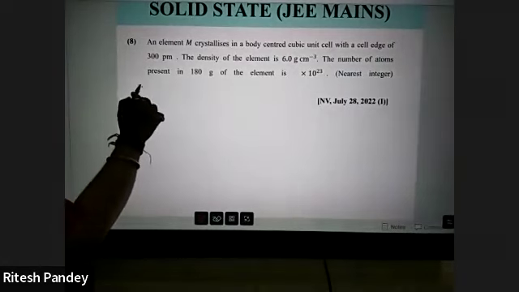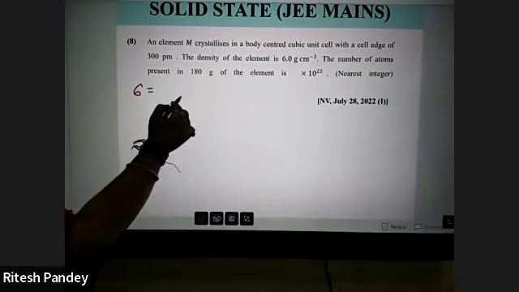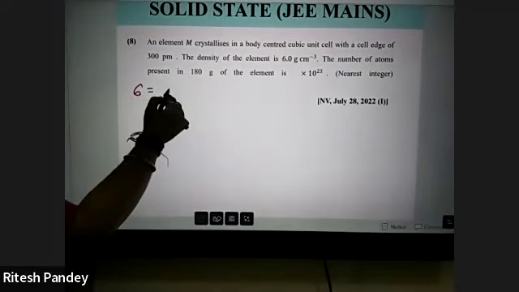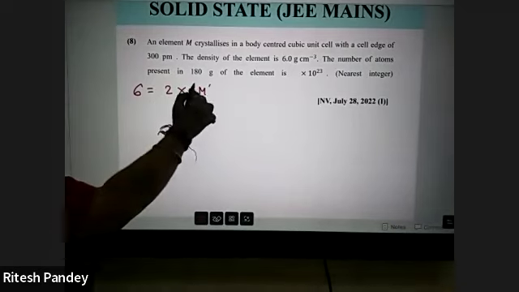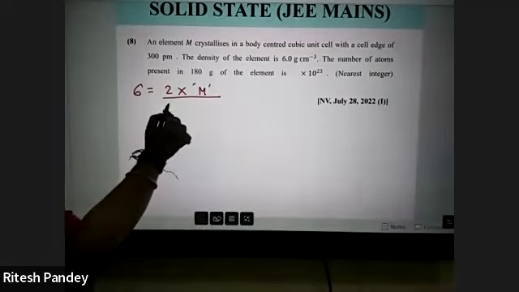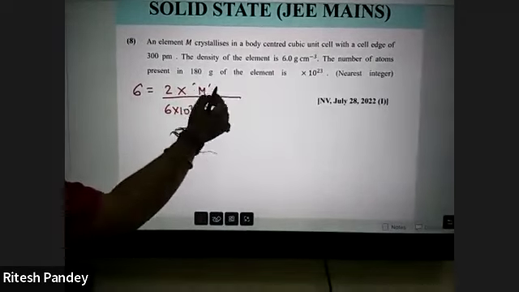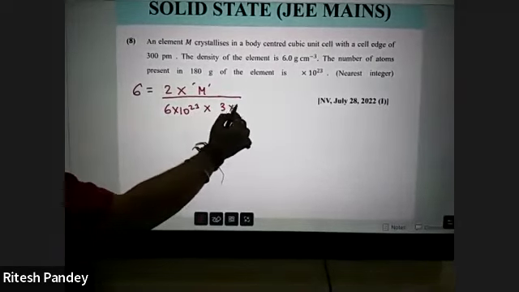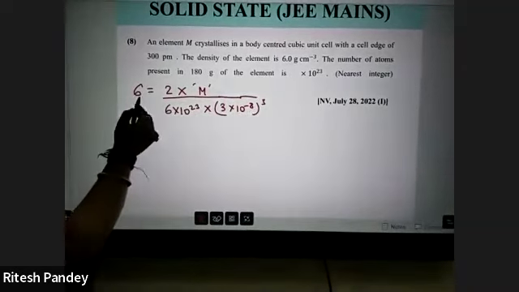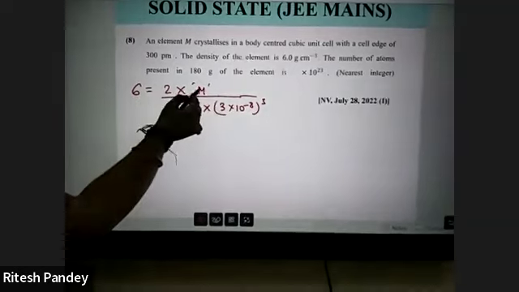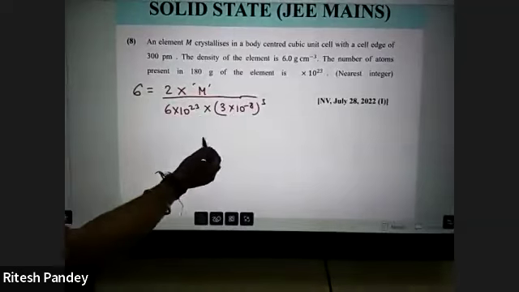The density being 6, I'll write it as the molar mass. The molar mass has to be calculated. Z effective is going to be 2 for BCC. Naturally, I'm looking for M. Avogadro number is 6 into 10 to the power 23 if nothing is given. And a cube is going to be 3 into 10 to the power minus 8 whole cube. I'm basically solving rho is equal to Z effective into atomic weight or mass of 1 mole of atoms upon Avogadro number and a cube.